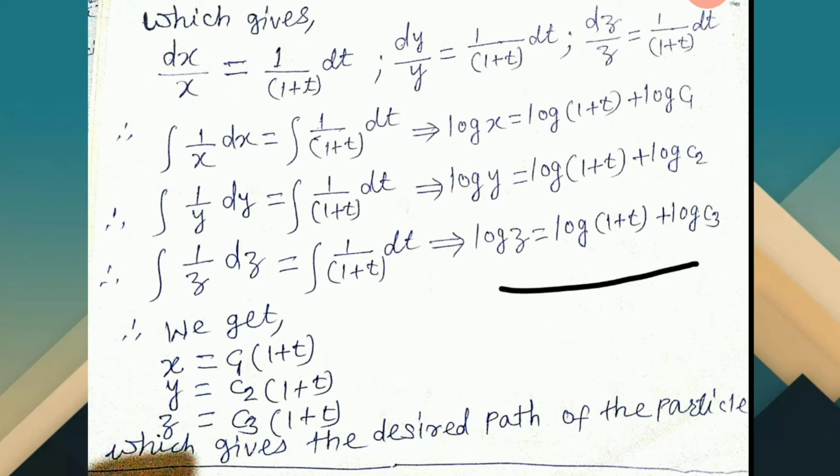log c3. So from these we get, by using the rules of logarithms, x is equal to c1 into 1 plus t, y is equal to c2 into 1 plus t, and z is equal to c3 into 1 plus t, which gives the desired path of the particles.